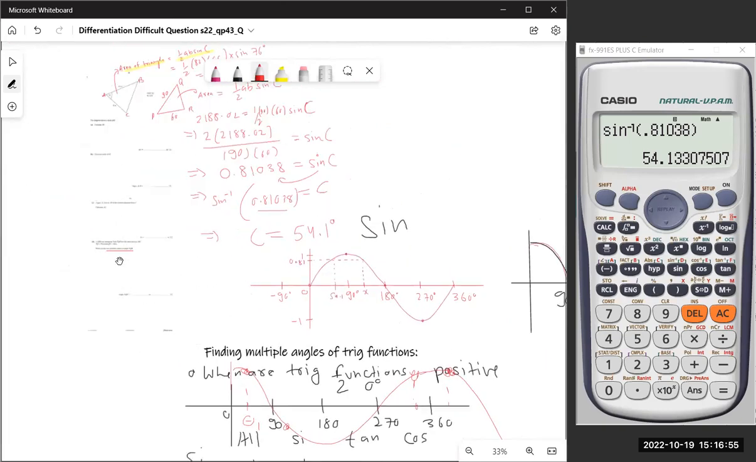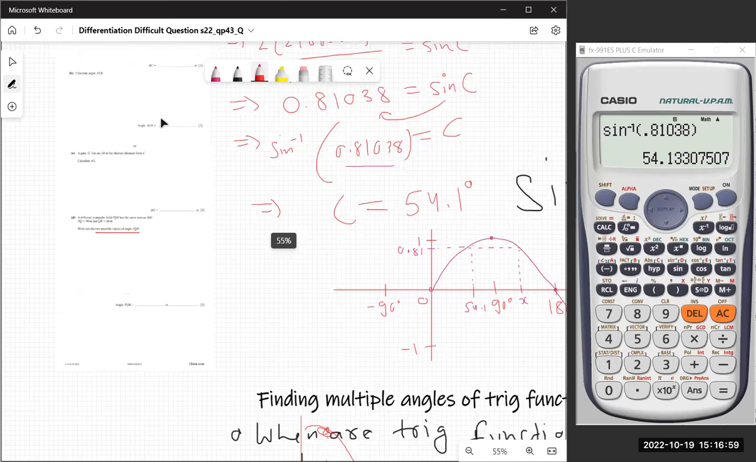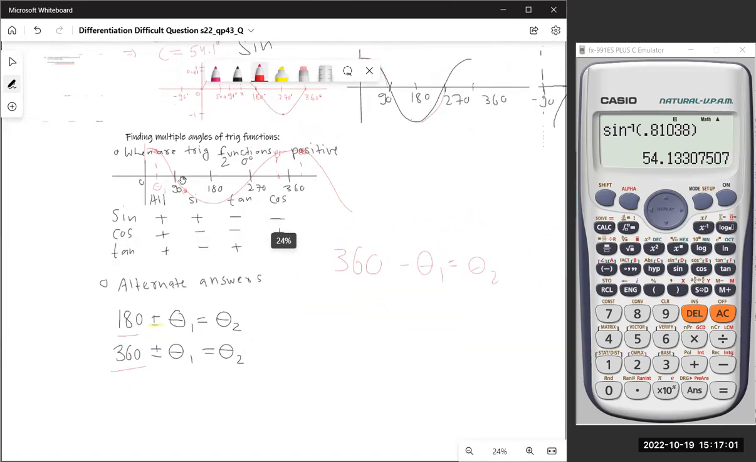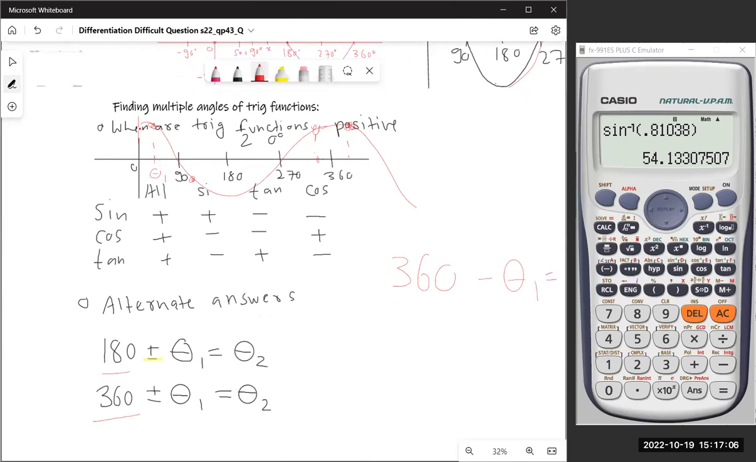Because I think they've given it here. No, they have not. So you can give any answer. You can do 360 plus or minus. But you need to make sure that if the theta here gives a positive value, the next theta must also give a positive value. Is that clear?